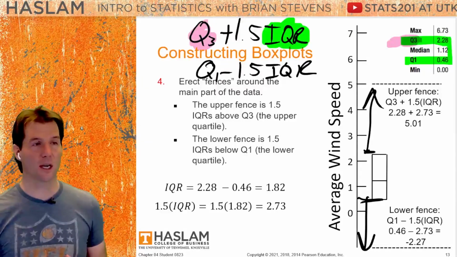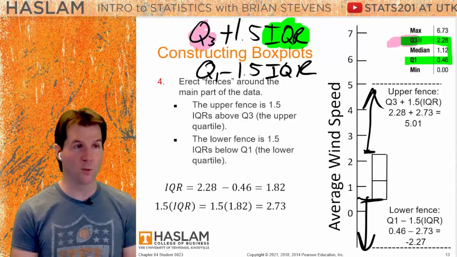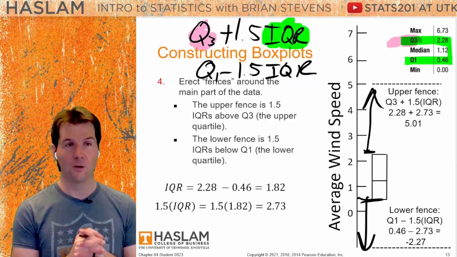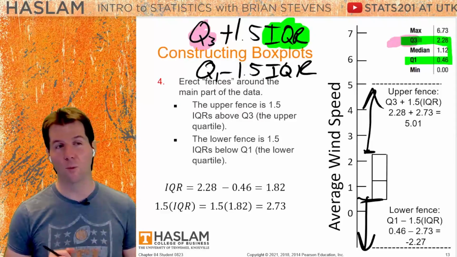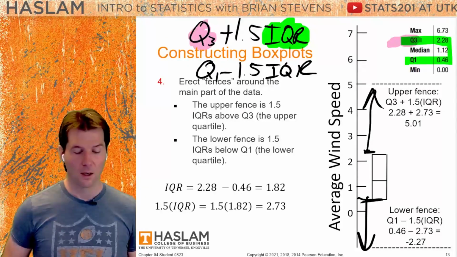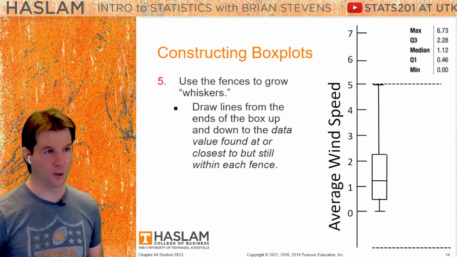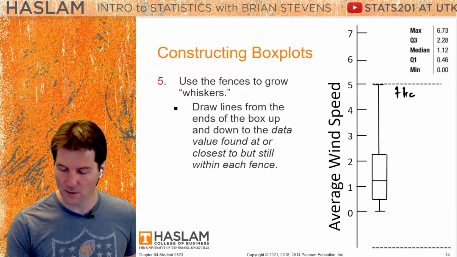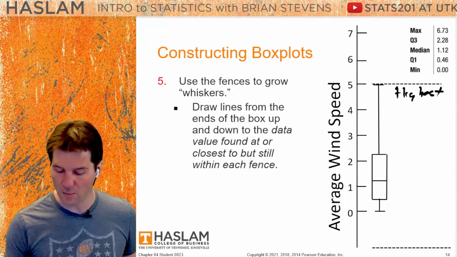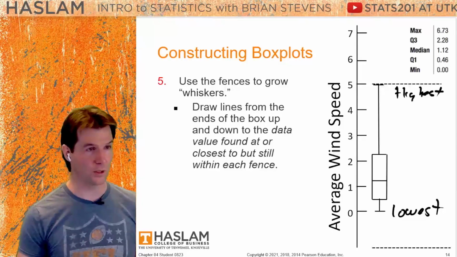And this is just to tell you where unusual things begin. You do not keep these fences. They're just a graphical technique. They only tell you where unusual things begin. You go back to your data now after drawing the fences and find the highest point within the fence and the lowest point within the fence. And this is where the whiskers go to.